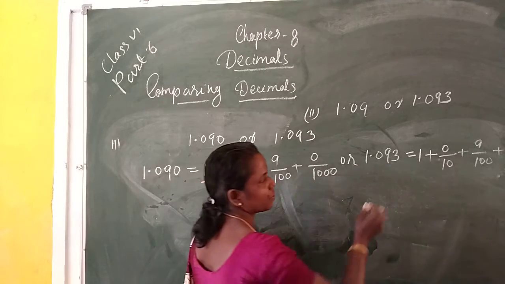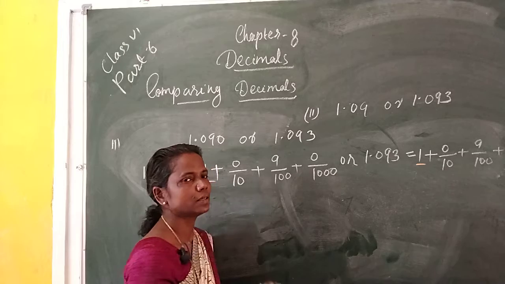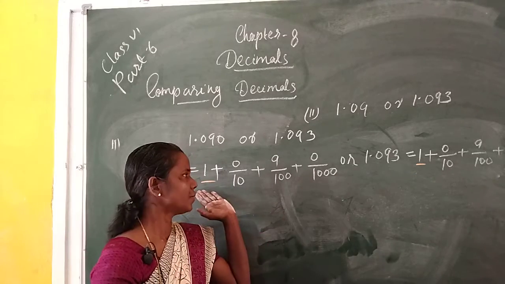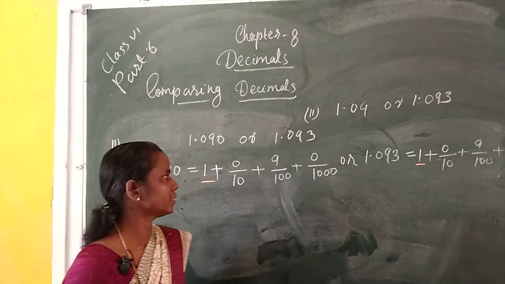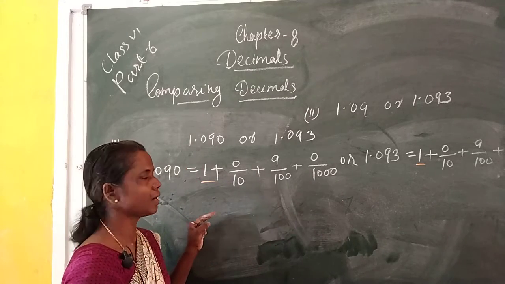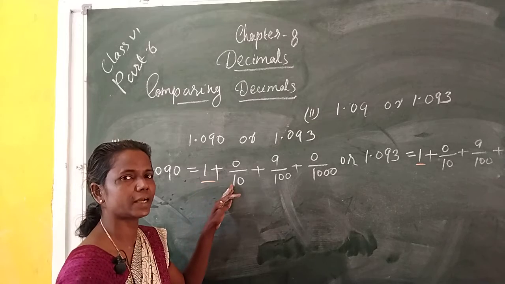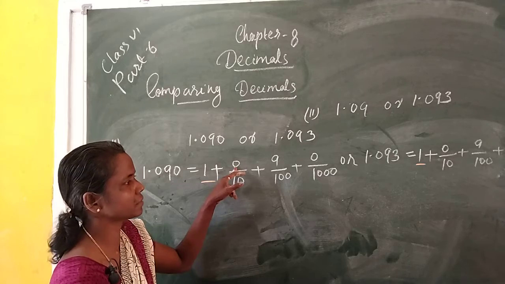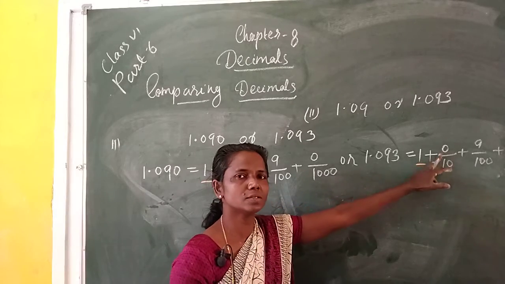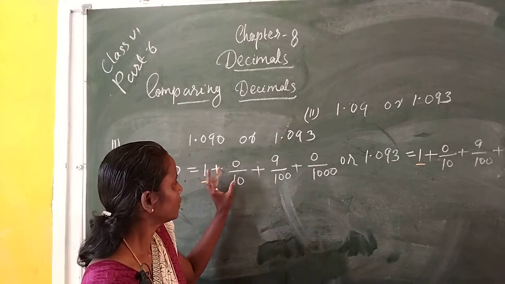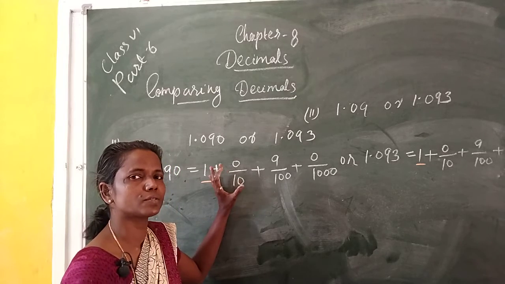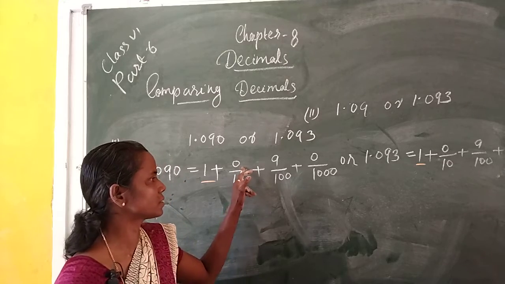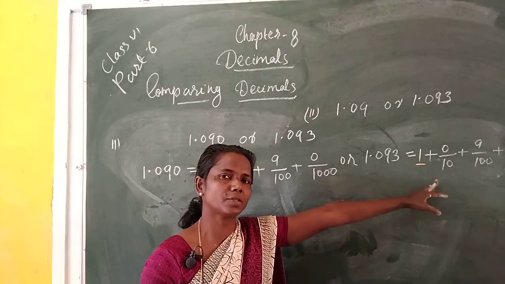Then second number whole number part is also 1. Here whole number parts are same. It's clear? First number 1, second number also 1. After that we look its 10th place. Here 10th place 0 and here also 0. So the 10th place is also same. First number 10th place 0, second number 10th place also 0.